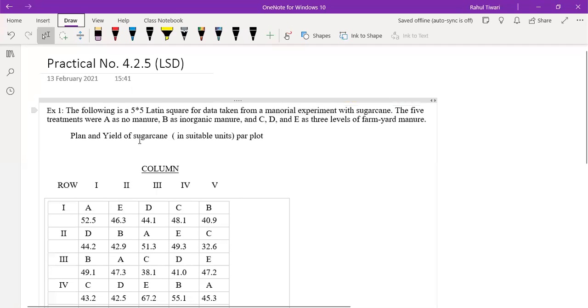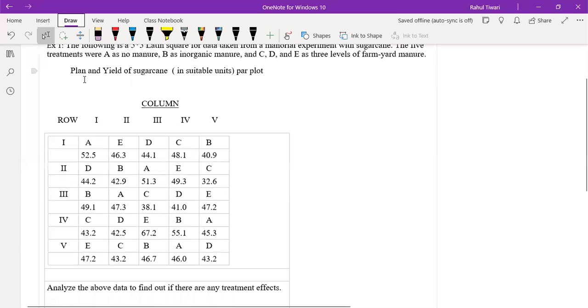So we have 5 treatments, where A is no manure, that means they are using treatment A as no manure, like simple manure. And B will be inorganic manure. And C, D, E are 3 levels of farmyard manure. So it is related to farmyard manure. Just assume that there are 5 treatments, and we are interested to check whether there is a significant difference or not.